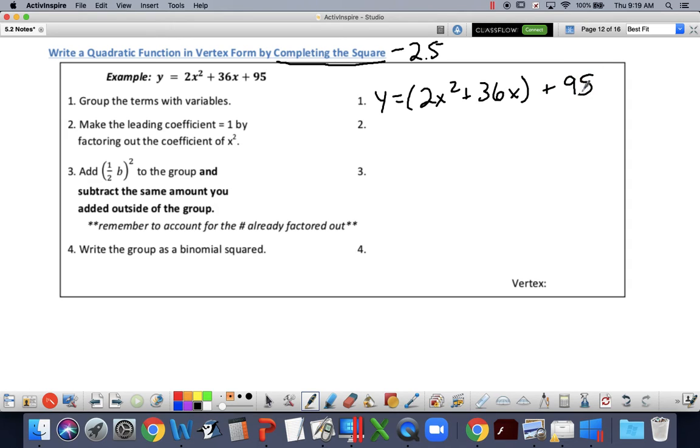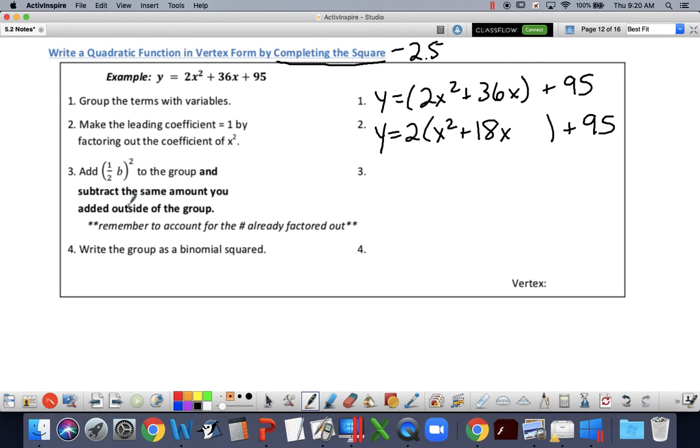Plus 995. Now this next one says, make the leading coefficient equal to 1 by factoring out the coefficient of x squared. So I'm not going to worry about factoring out a 2 from 95. I'm just going to factor out the 2 from within here. And you'll notice when I do this, I end up leaving a bit of a space here. So when I factor out a 2, I've got to divide 36 by 2. You'll notice I left this here.